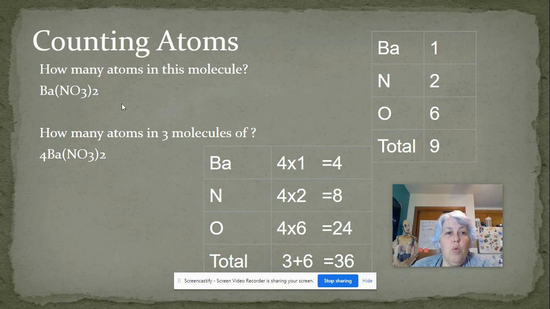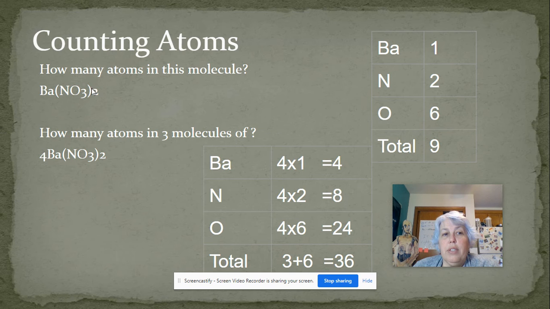All right, so here's a more complicated molecule. This is called barium nitrate. So we've got barium, nitrogen, and oxygen. How many bariums are there? Well, there's nothing in front. There's no coefficient, there's no subscript, so there's just 1.